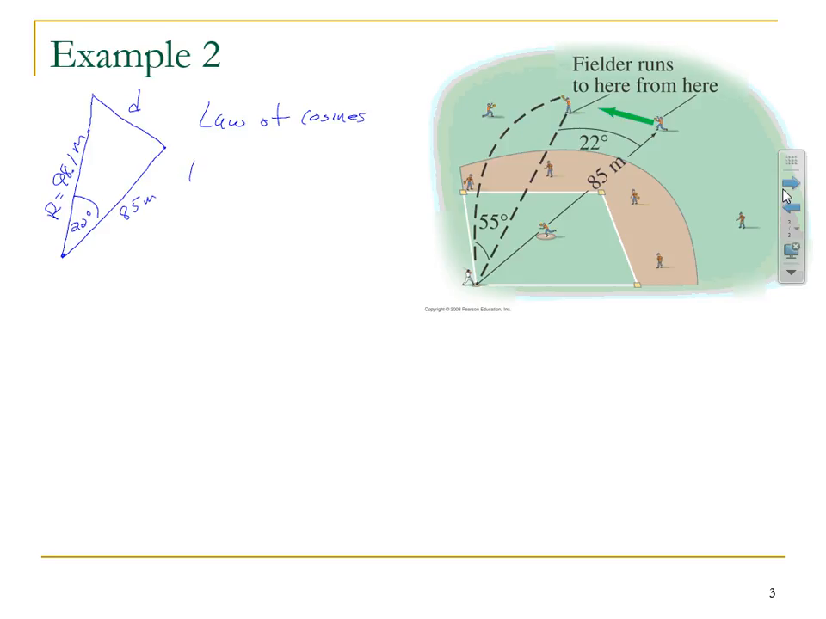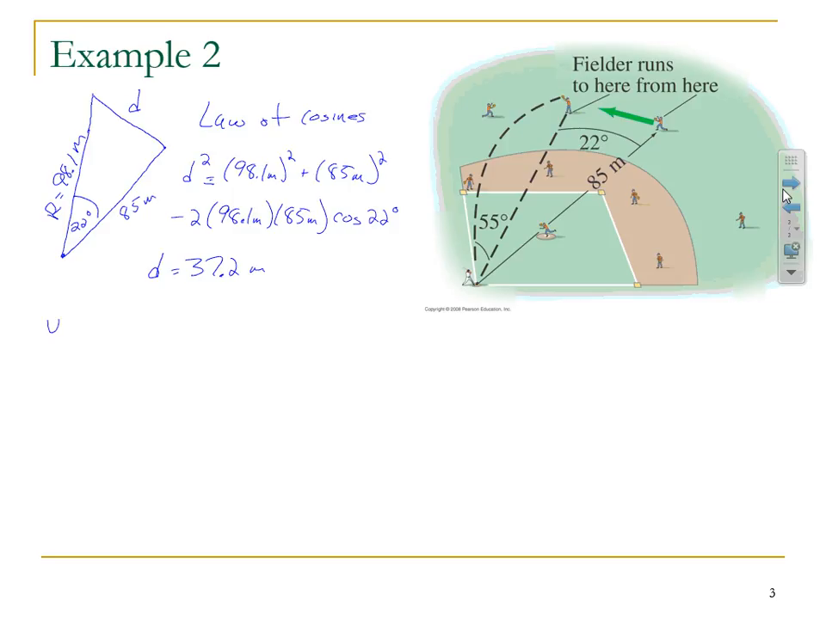So D squared would be the sum of the squares of the two sides, so 98.1 meters squared plus 85 meters squared, minus twice the product of those two sides, 98.1 meters and 85 meters, multiplied by the cosine of the angle between those sides, which we were given as 22 degrees. So we work this out, solve for D squared and take the square root. We get a D of 37.2 meters.